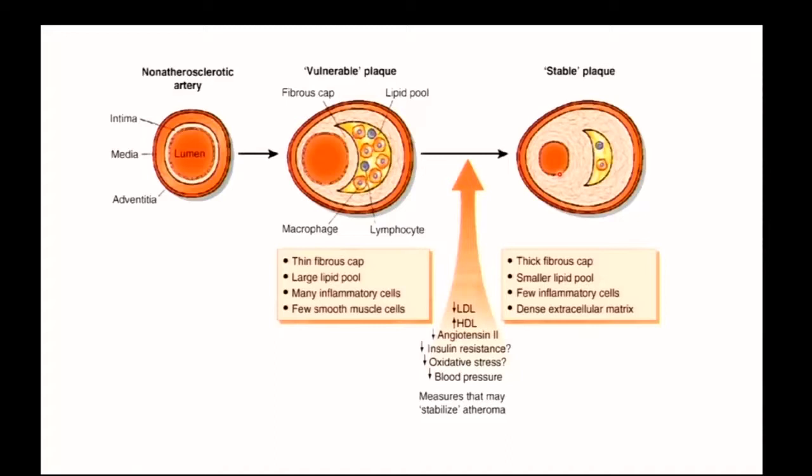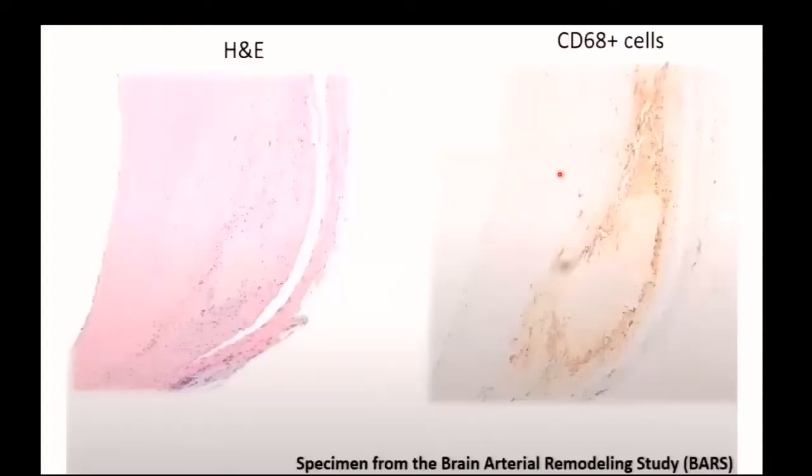What can transform a vulnerable plaque to a stable plaque? And this is actually the basis of our treatments today: managing your vascular risk factors, lowering LDL, raising HDL, decreasing insulin resistance, managing the blood pressure. With these, you're going to transform a plaque from vulnerable to stable.